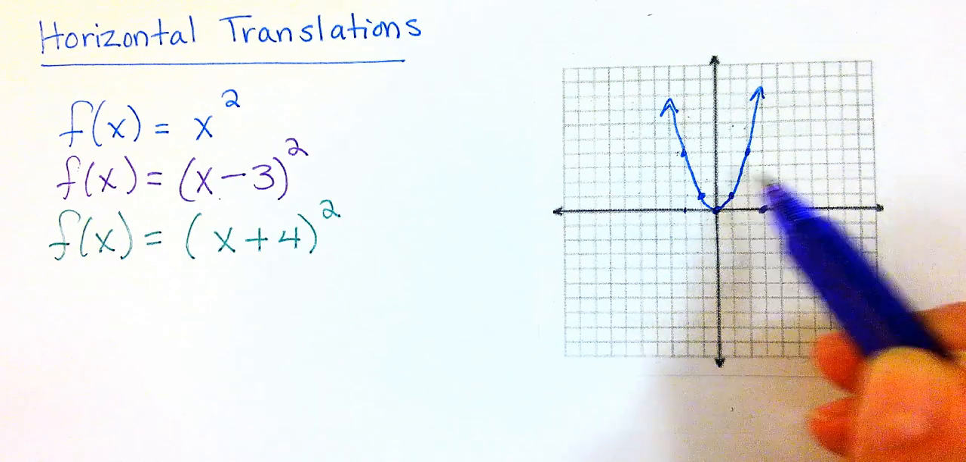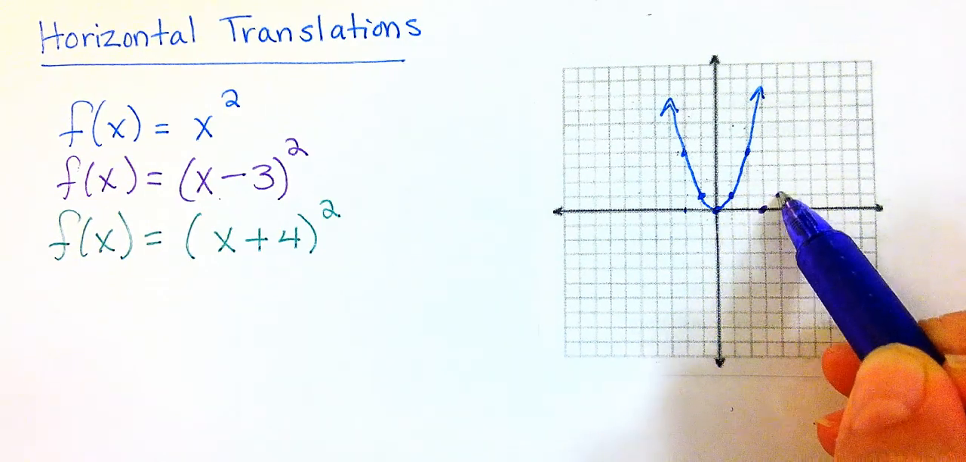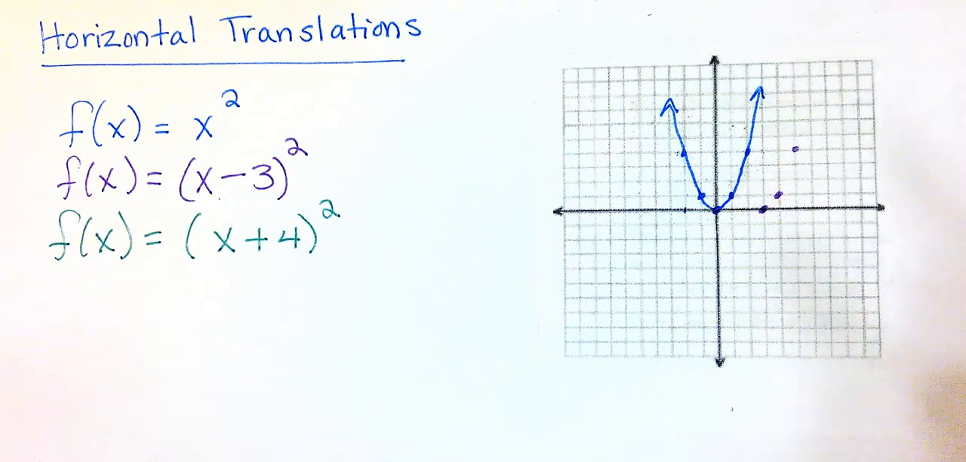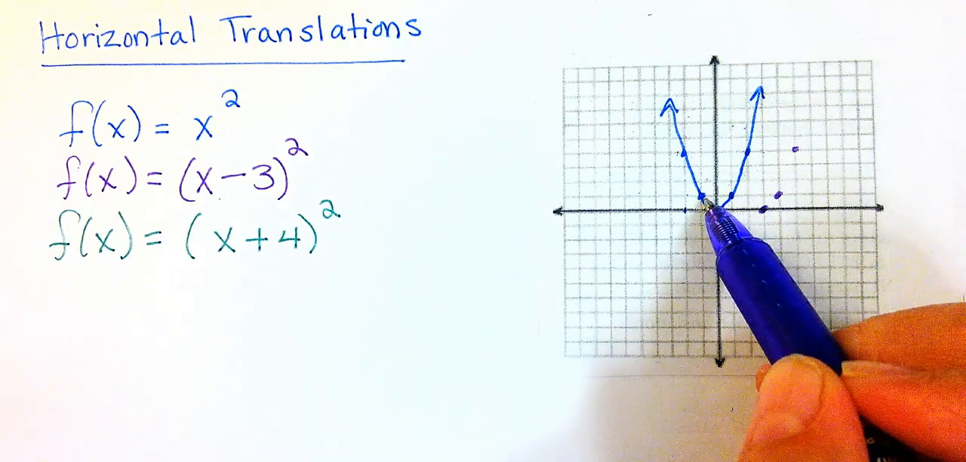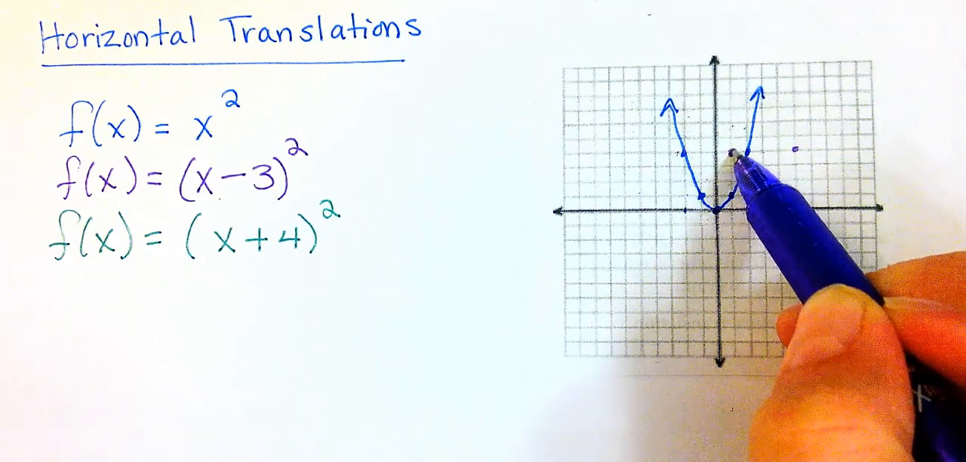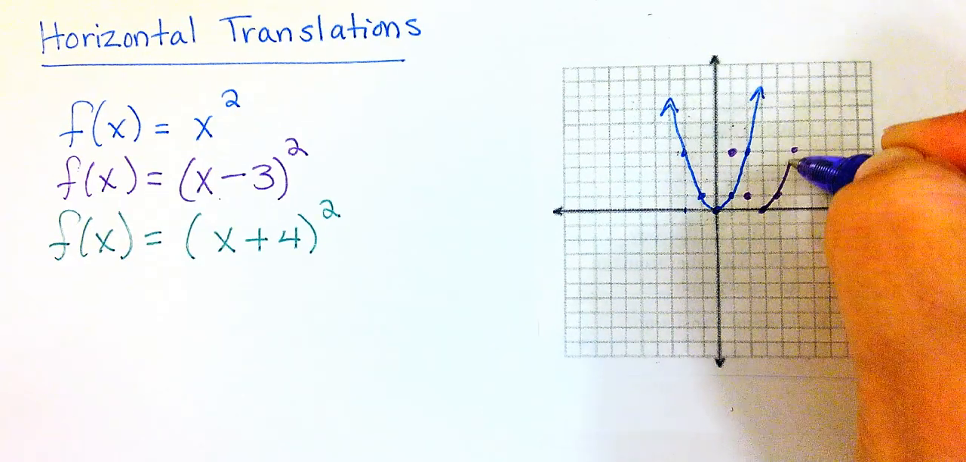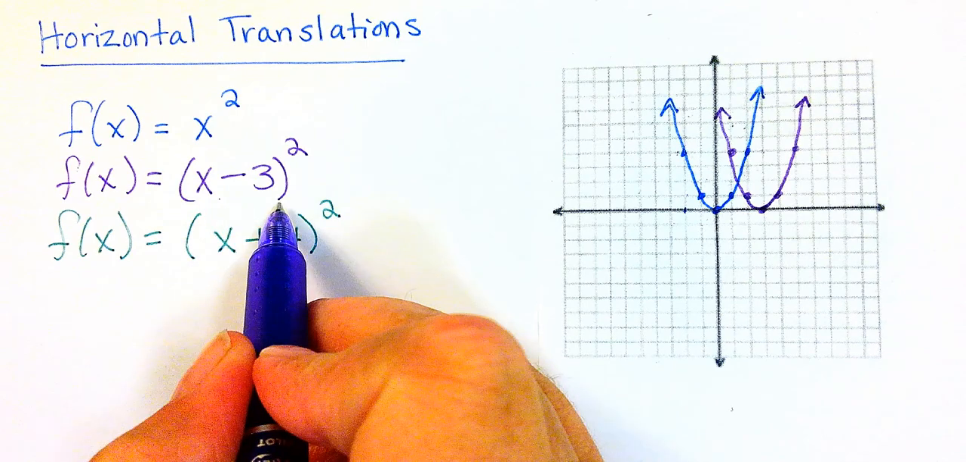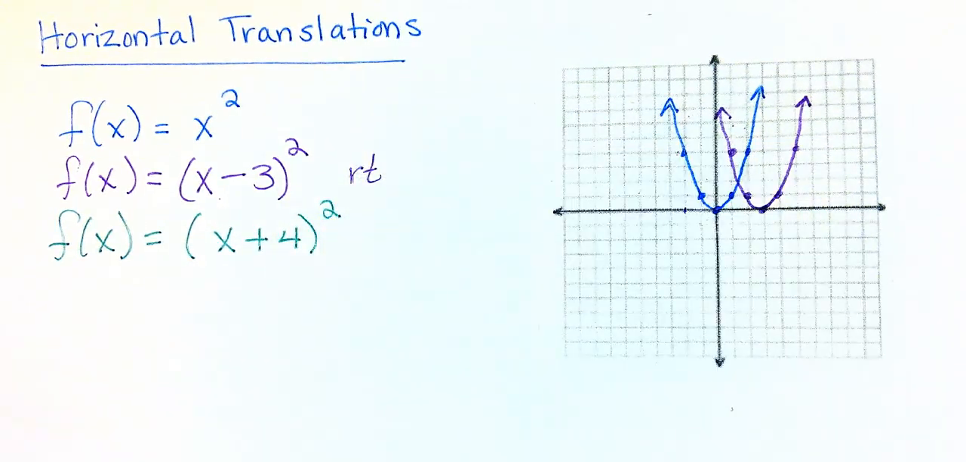So if we take this point, let's move it right 3. 1, 2, 3. And the same thing here. 1, 2, 3. So now we have our right side. Let's do our left side. We're moving this one. 1, 2, 3. And moving this one. 1, 2, 3. We can see that by subtracting a number inside, we're actually moving it to the right. So if we're subtracting any number, we're moving it that many units to the right. Okay? Again, this is inside. If you want to know what happens on the outside, check out my vertical translations video.